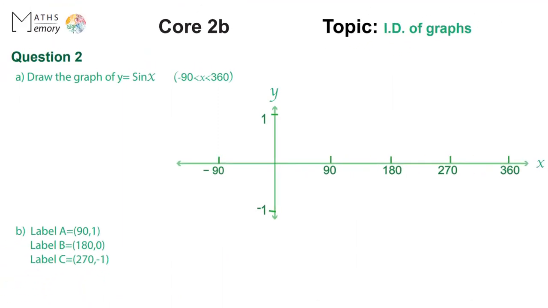Question 2b, identification of graphs. So this question, we're going to draw one of the 3 trigonometrical graphs, and this one happens to be sine x. You should know all your sine, cos, and tan graphs, and the pivotal points of these, pivotal meaning the major points.